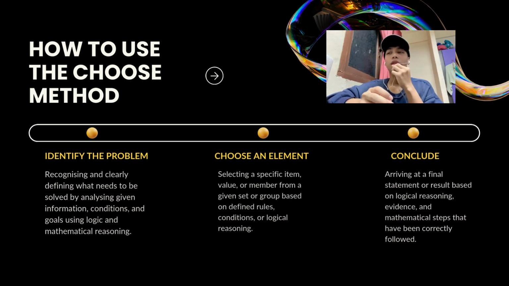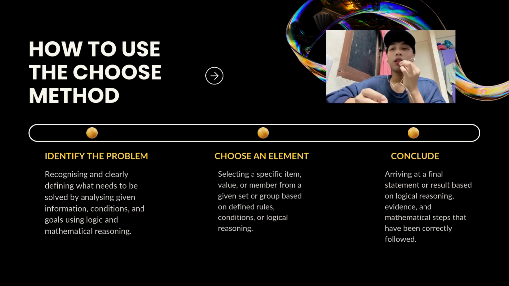Okay, now there are three steps on how to use the choose method. First, identify the problem. Identifying the problem is recognizing and clearly defining what needs to be solved by analyzing the given information, conditions, and goals using logic and mathematical reasoning.